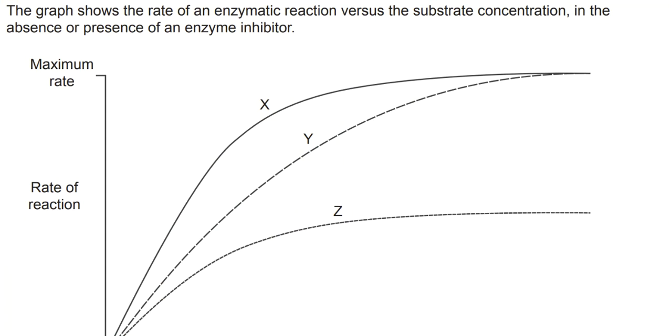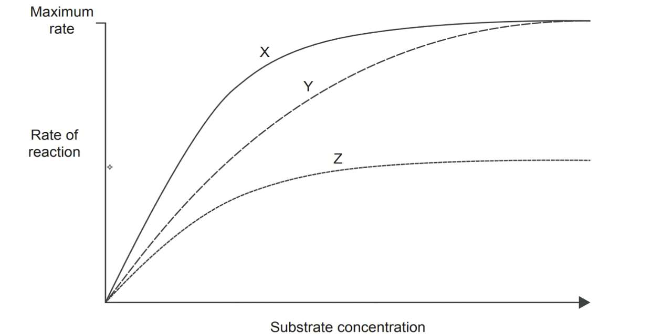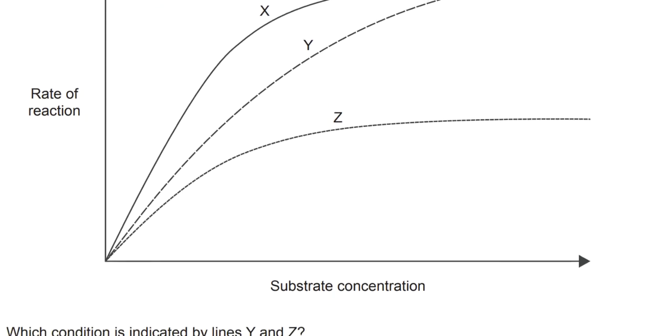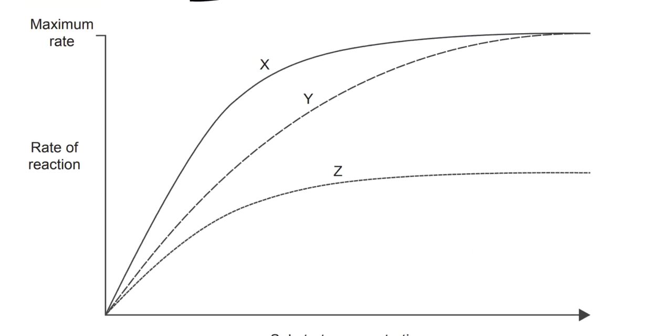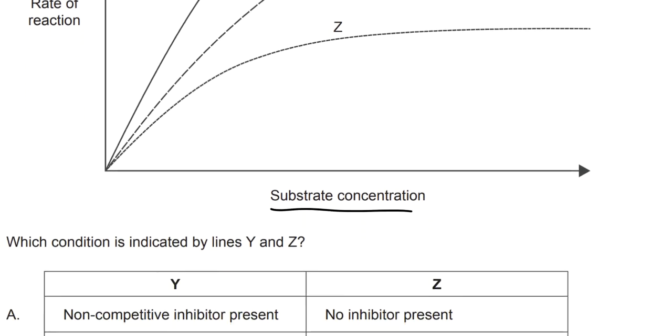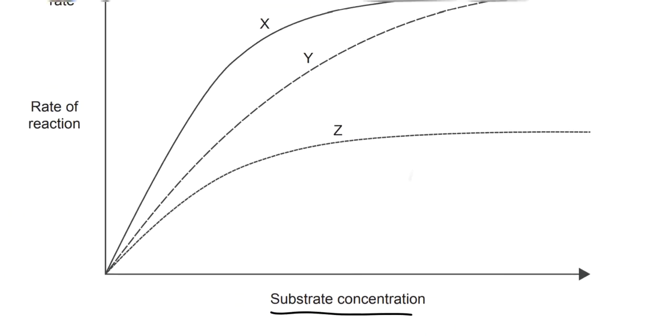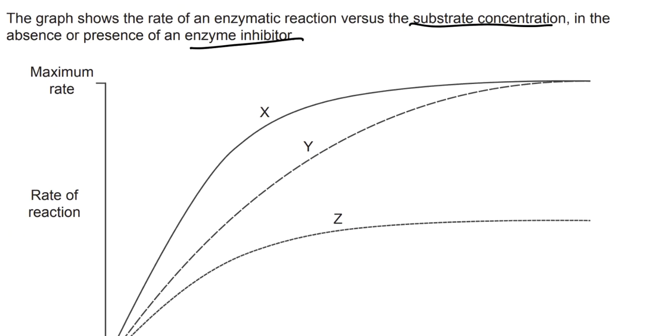The graph shows the rate of enzymatic activity versus the substrate concentration in the absence or presence of an enzyme inhibitor. So maximum rate of reaction. We have rate of reaction as the dependent variable, what is measured, and we have substrate concentration as the x-axis, the independent variable, what we're changing. Which condition is indicated by lines Y and Z? So if we compare, we can see that X is the fastest reaction, and Y and Z are going to be the slower one and the one that's halfway there. So we can consider X as our default.